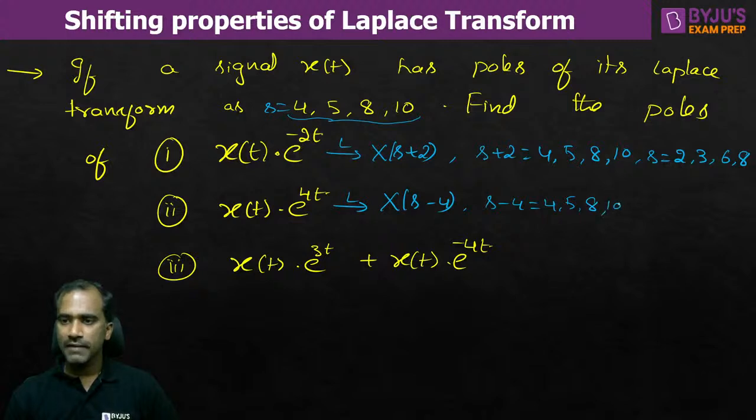Old poles are 4, 5, 8, 10. The new poles are s minus 4 equal to 4, 5, 8, 10, which means s equal to, 4 onto the other side, add 4 to every term. First pole is 8: 4 plus 4 is 8, 5 plus 4 is 9, 8 plus 4 is 12, 10 plus 4 is 14. Okay. 8, 9, 12 and 14 are the new poles. I hope you got the same thing.